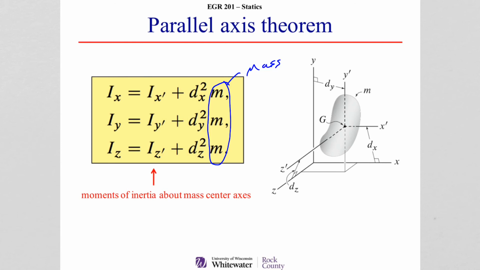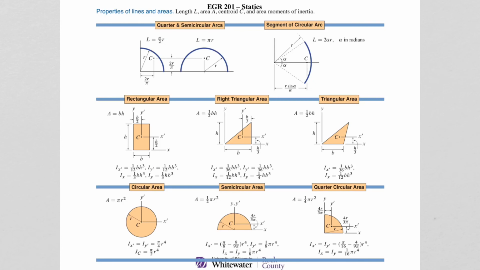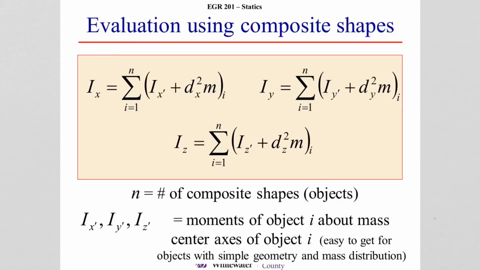So with that, we can then again use composite shapes, right? We can go back to these tables, use composite shapes again for finding our moments of inertia. That allows us, instead of using integration, to use these composite shapes using, again, similar formulas that we had before. The only difference is that we have this mass term put in here for each of these. Okay?